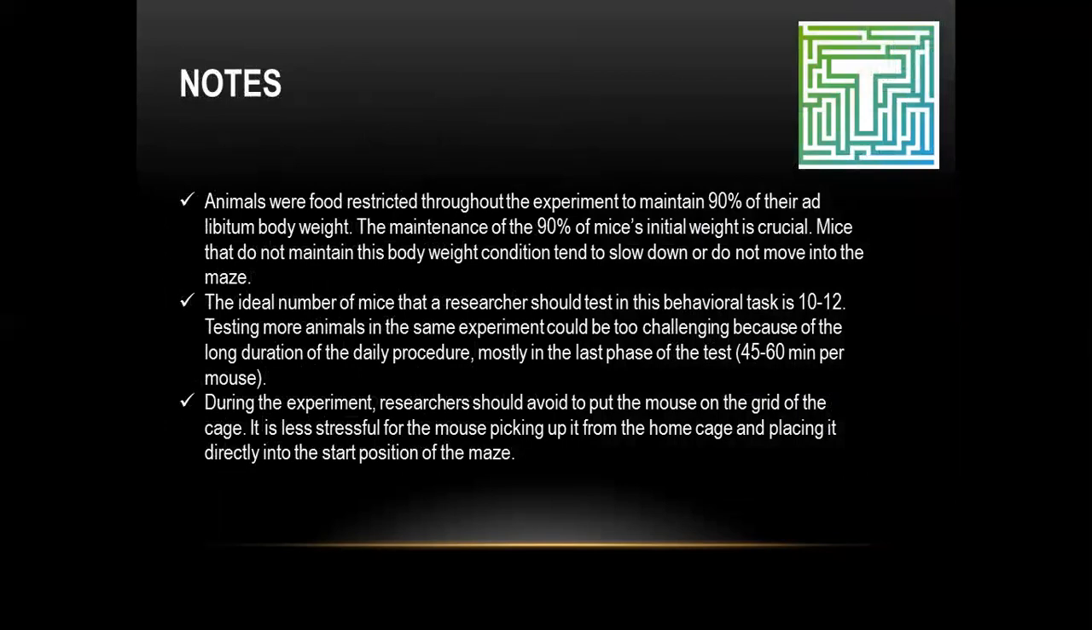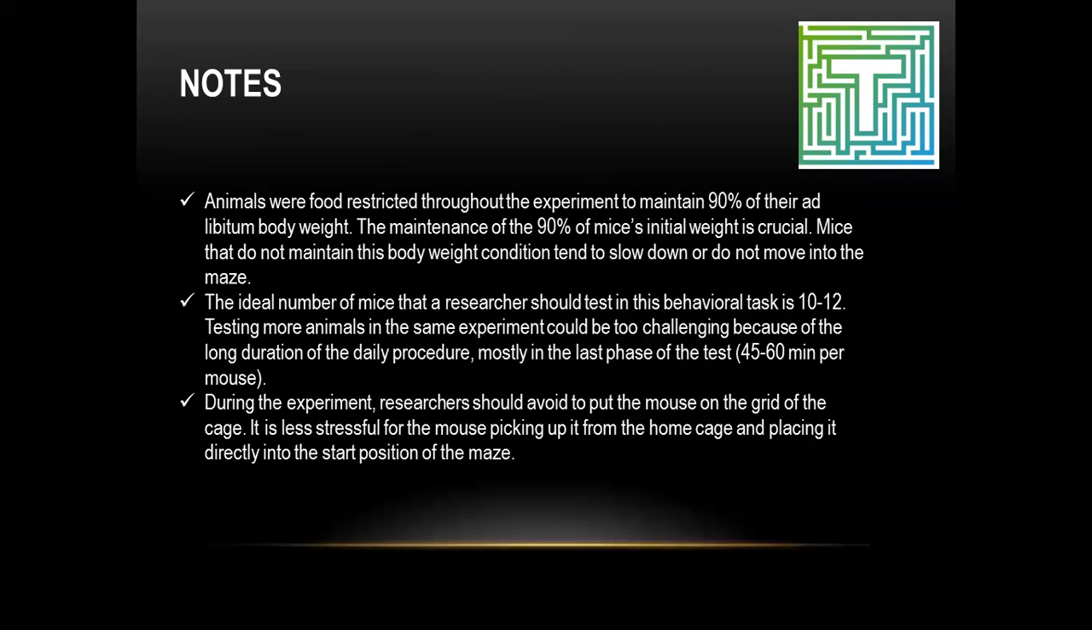Note that this is very important, like while doing this experiment, the mice become very stressed. Animals were food restricted throughout the experiment to maintain 90% of their ad libitum body weight. Maintaining 90% of the mouse initial weight is crucial. Mice that do not maintain this body weight condition tend to slow down or do not move into the maze.